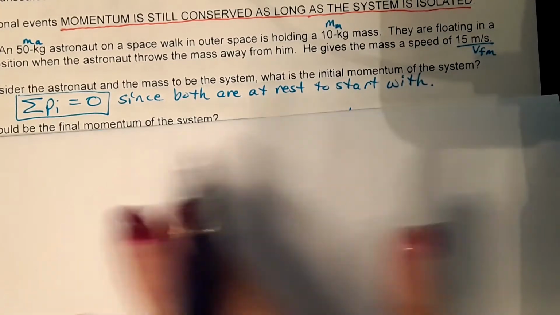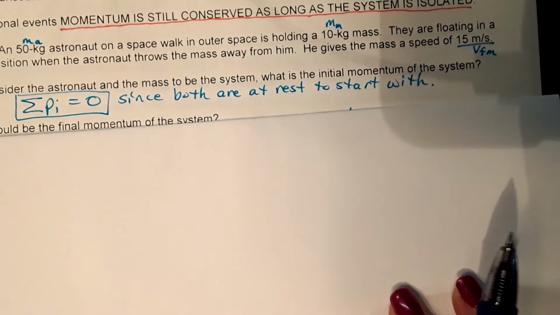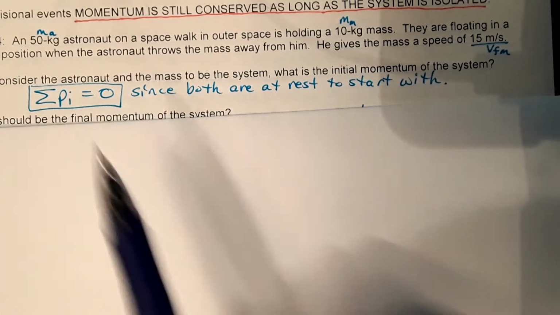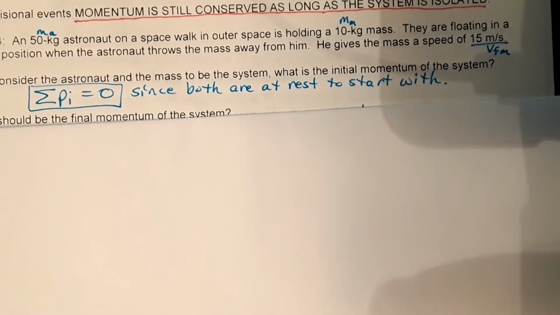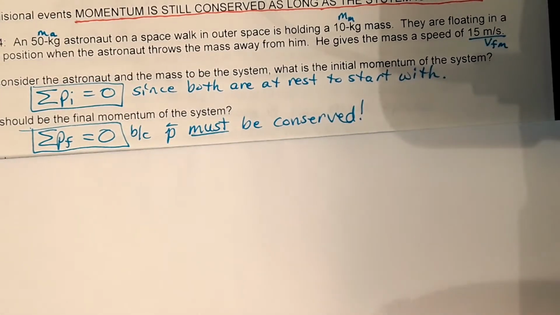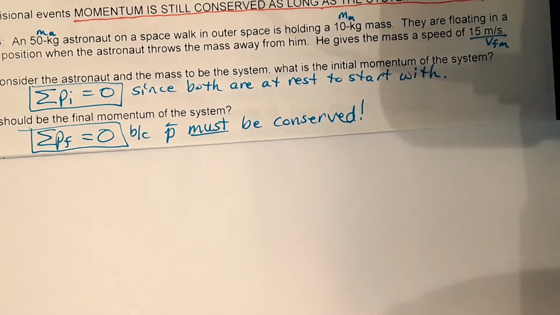Now, what should be the final momentum of the system? Well, this is a non-collisional event. Momentum must be conserved as long as our system, the astronaut and the mass, are isolated from other outside influences. So, if the initial momentum of both are zero, then the total final momentum of both must also be zero because momentum must be conserved. Now you're thinking, well, Miss Pepitone, if they're both moving afterward, how can the net momentum, the sum of the final momenta, be zero? Easy.